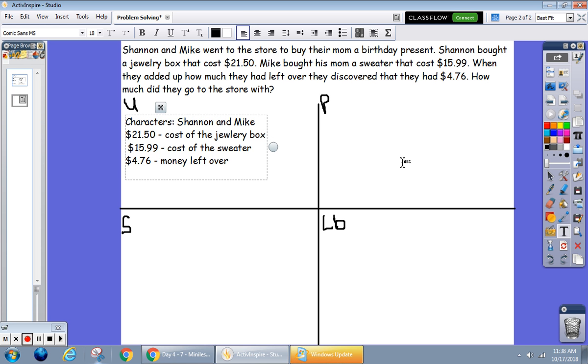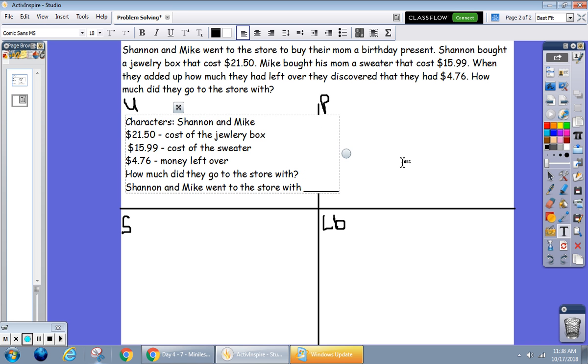All right, so now let's think about what is the question asking us. How much did they go to the store with? So how could I answer that in a statement? I could write Shannon and Mike went to the store with some number of dollars, because we don't know that answer yet. That's what we're looking to find out.